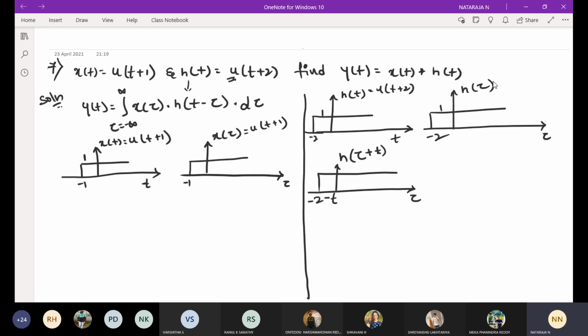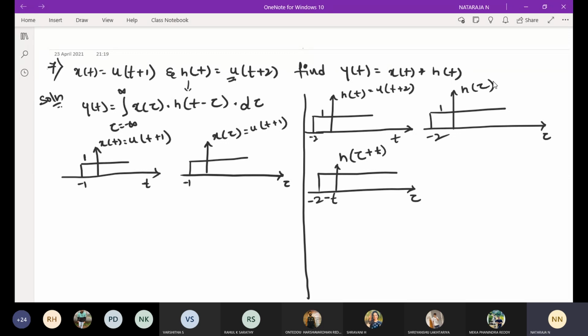This is a shifting property. If the time is negative, the axis will be positive. If the axis is negative, the time axis will be positive. That is the difference with the shifting property. Now I got tau plus t. I want t minus tau.